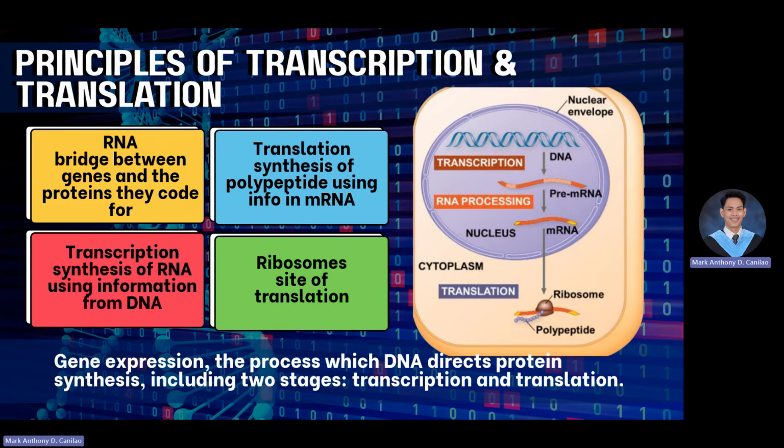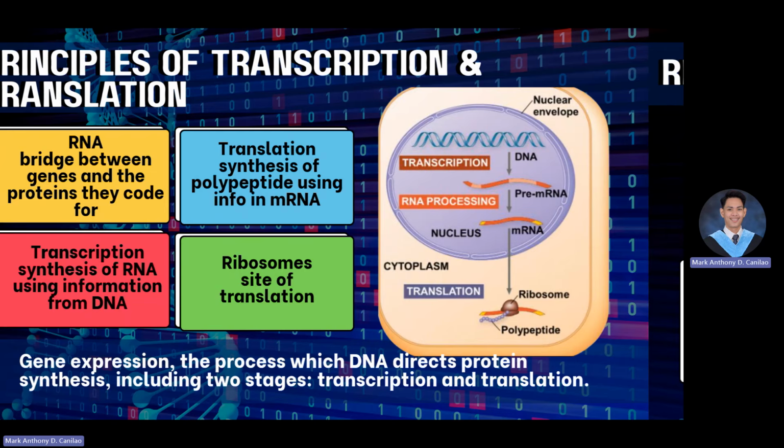You have to realize that gene expression, the process by which DNA directs protein synthesis, includes two stages known as transcription and translation. Transcription happens in the nucleus, wherein mRNA, or messenger RNA, is manufactured. Translation is the process that happens in the cytoplasm, wherein the mRNA is now read because it carries the message from the template strand and is used to create protein.